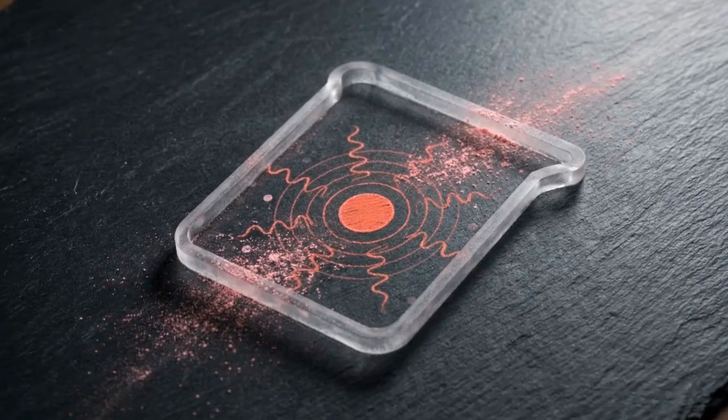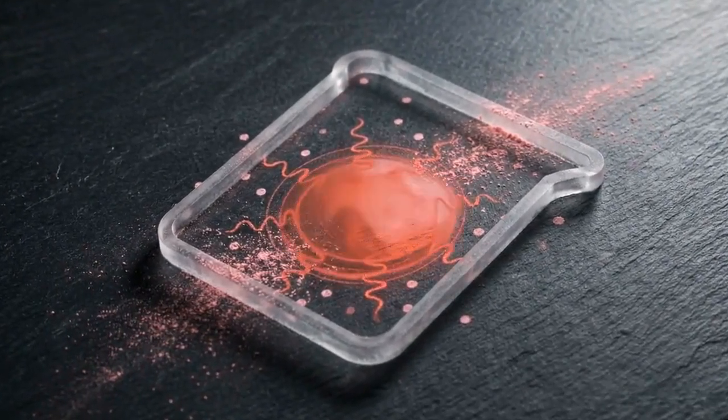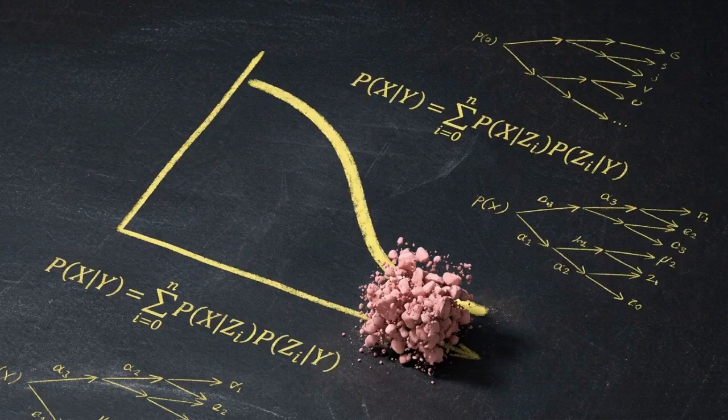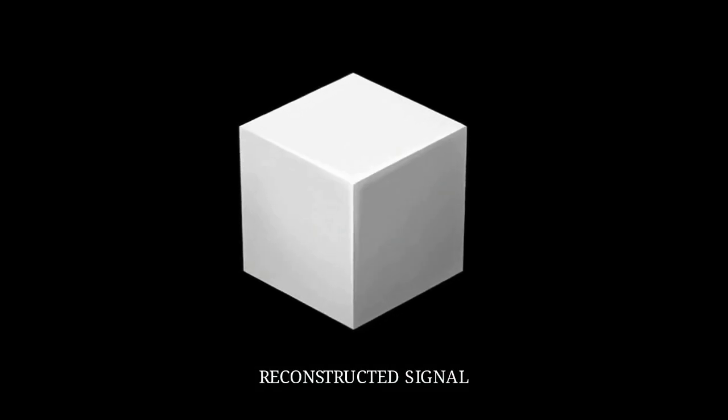In physics, if you drop red dye into a beaker of water, the particles spread out until the system reaches equilibrium, a uniform, noisy pink. This decay into noise is highly predictable. If a neural network learns the mathematical laws of how structure dissolves into static, it can reverse that process to pull highly detailed structure out of the noise.